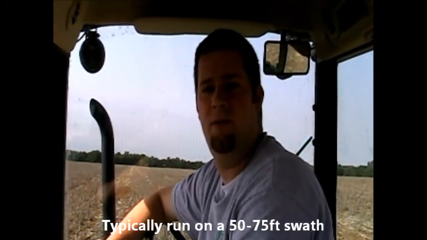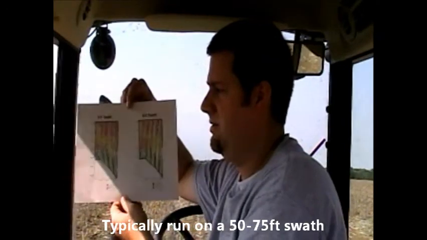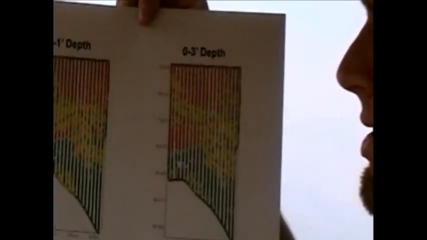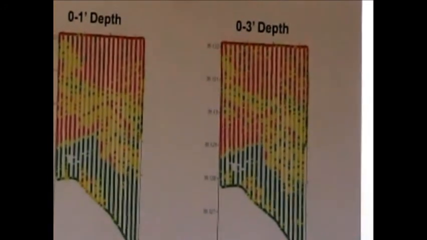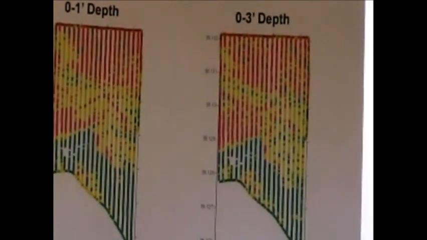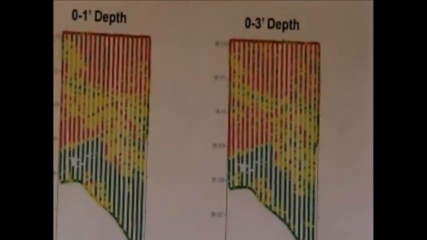Before going to the field and mapping, I want to give you a few pointers on how to collect good EC data. First off, we want to talk about swath width. Typically we run on a 50 to 75 foot swath, and here is a map that has been generated on a 60 foot swath width. This is a high enough density that we can collect good data, and we can also see the zones starting to form in the raw data.